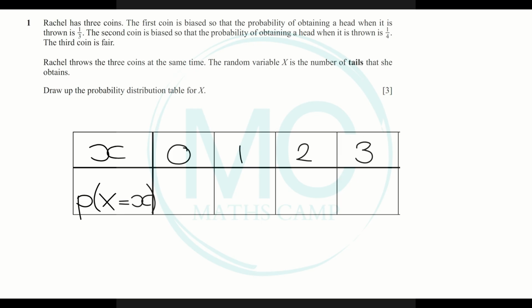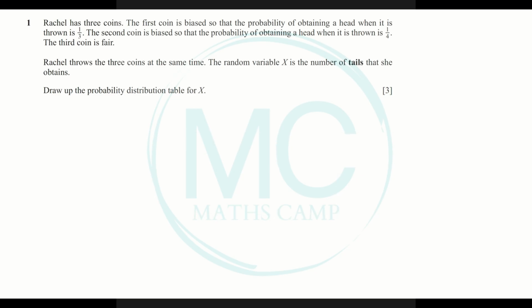To find the probability for 0, 1, 2, and 3 tails, it is always easiest to start with the most basic combinations. And in this case, that is no tails at all or 3 tails. So let's start with no tails. Let's make some space. Before we do this, let's make some quick notes about the probabilities for each coin in terms of heads and tails.